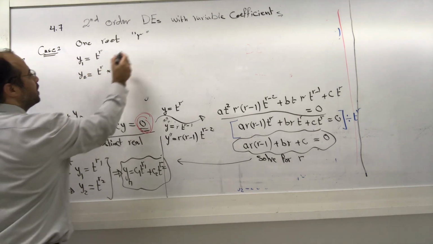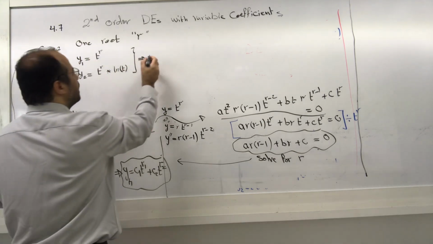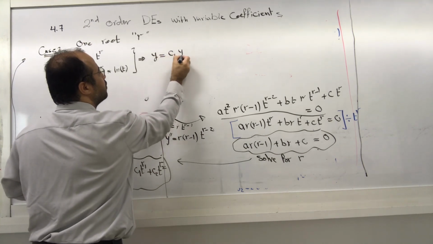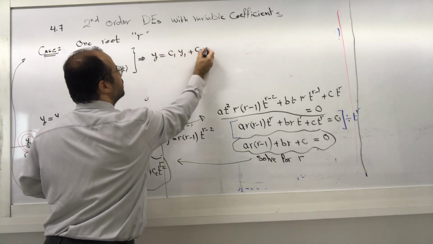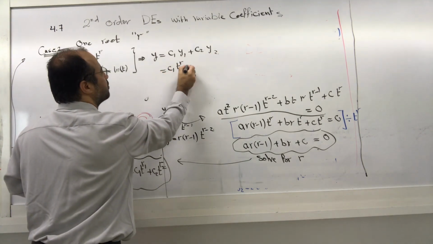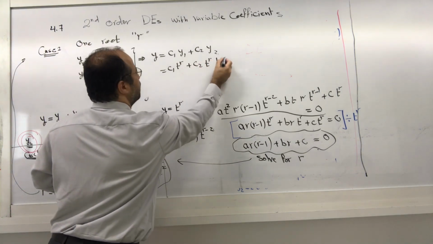For now, we have these two independent solutions, and you combine them to get your y equals c1 y1 plus c2 y2, and then you get c1 t power r plus c2 t power r ln of t.